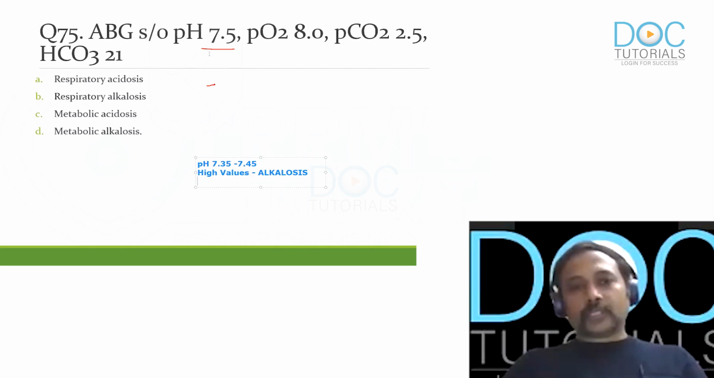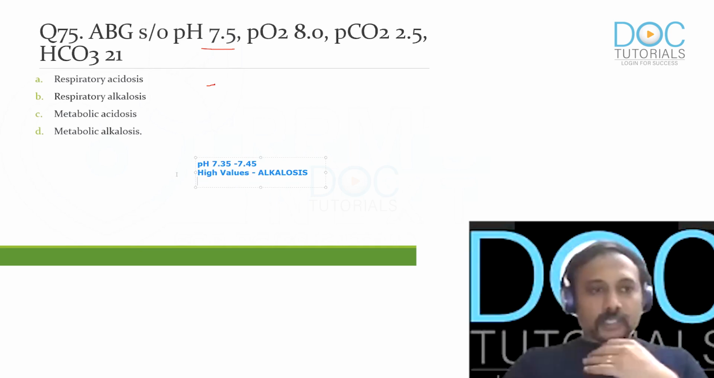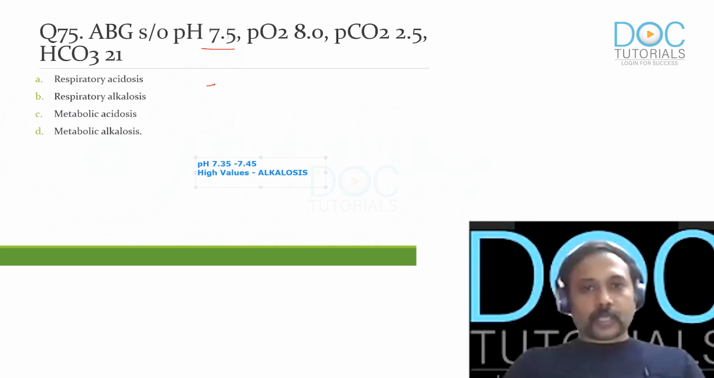Then we have to look at the levels of PO2 and PCO2. Now, before doing that, when you have alkalosis as one value, the next thing that you have to look at is the bicarbonate. The simple clue to remember is that whenever you have to think about alkalosis and acidosis, you look at the bicarbonate level.